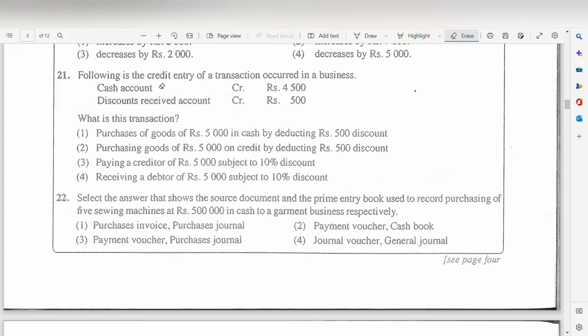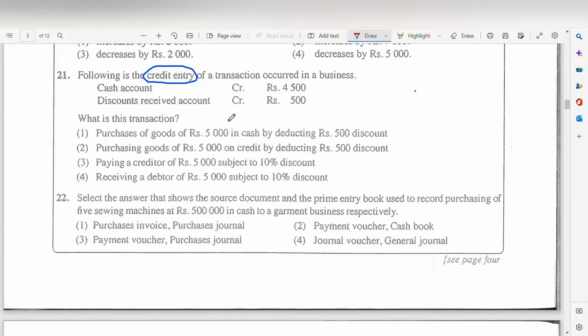So here you can see they have only mentioned the credit entry, the debit entry is not given, and the question is what is this transaction? So if you see, the credit entry is made for the books, there is a cash outflow of only 4,500. So out of the four options given, you need to make sure that the transaction which has an outflow of 4,500 is the answer. So let's go through each of them in detail.